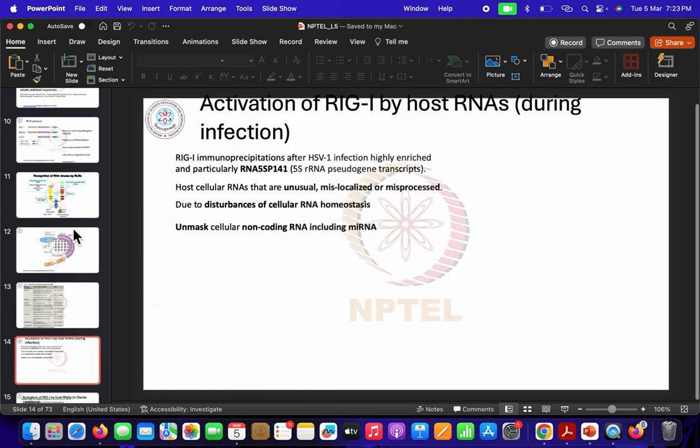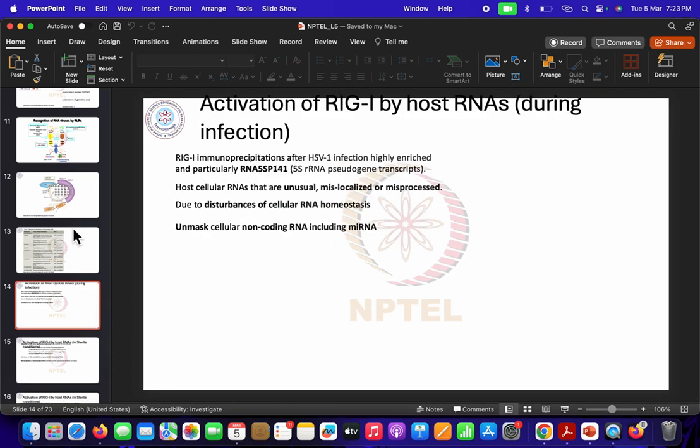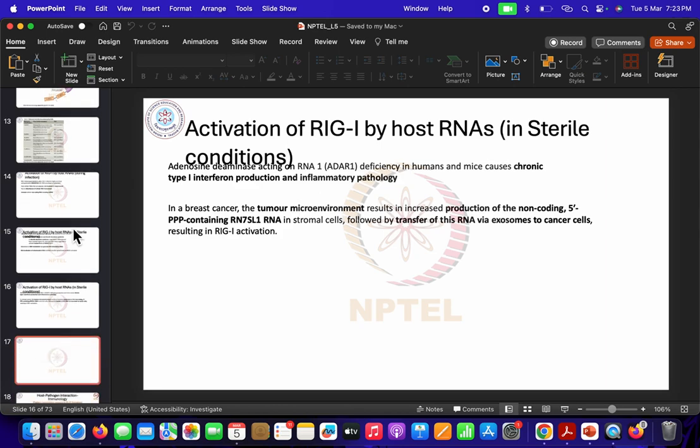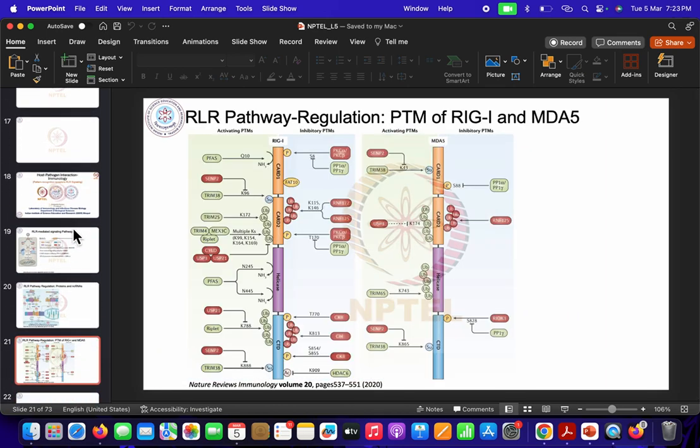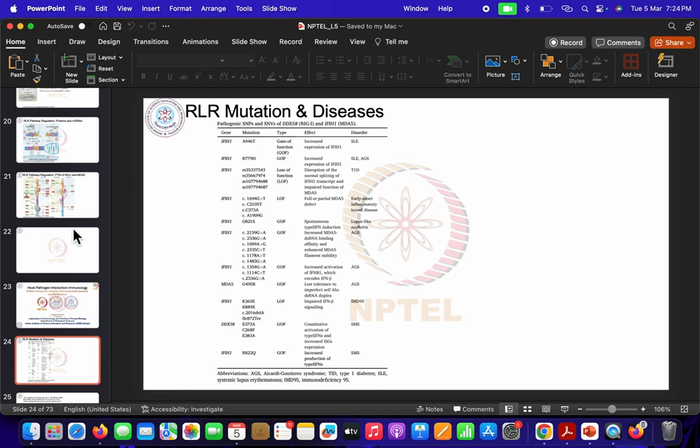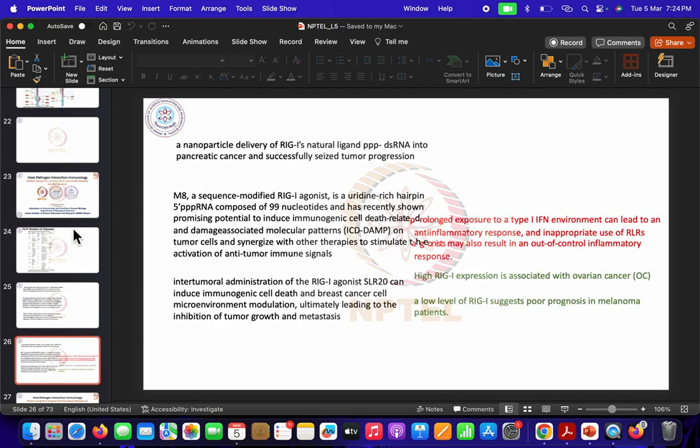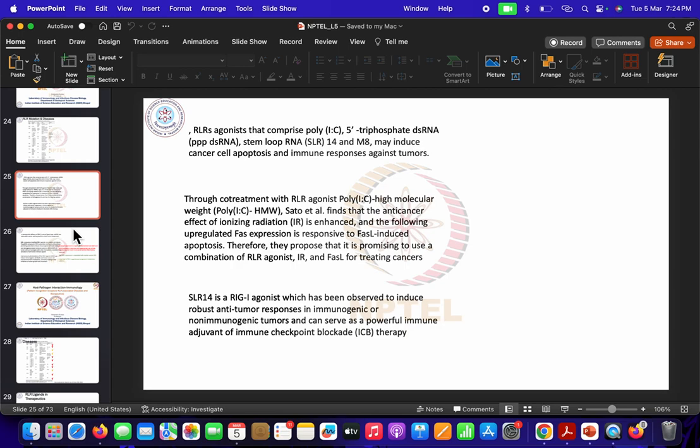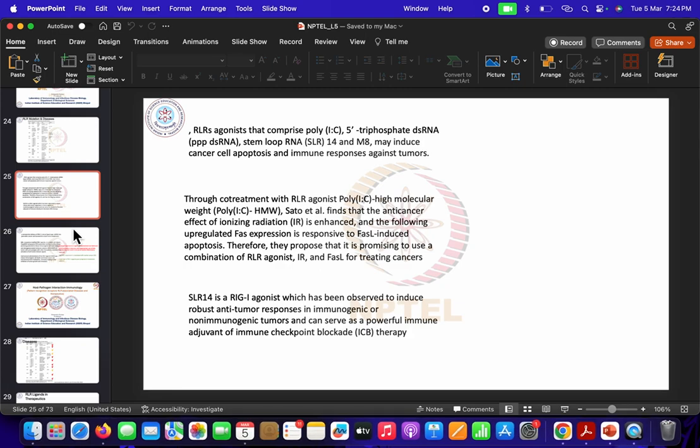Okay, I'm just seeing. So you have found in the lecture slides about these terms. So SLR14 is a RIG1 agonist, which has been observed to induce robust anti-tumor responses in immunogenic or non-immunogenic tumors and can serve as a powerful immune adjuvant. So what was the question? Please repeat.